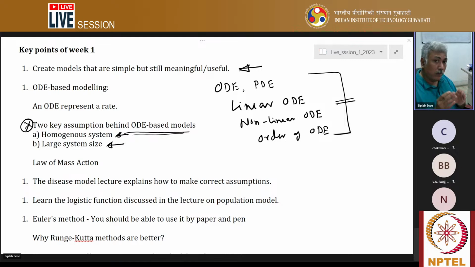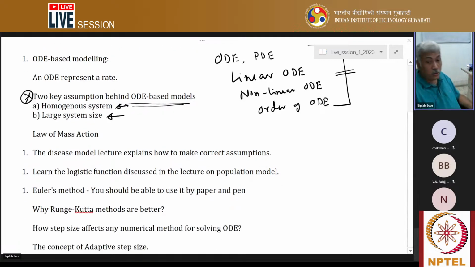So these two important points are there in our first week's lecture. Please remember these because these are very critical things, and in many exams and quizzes we usually ask questions based upon these two points, that your system has to be homogeneous and the system should be large. Then you should focus on the law of mass action.